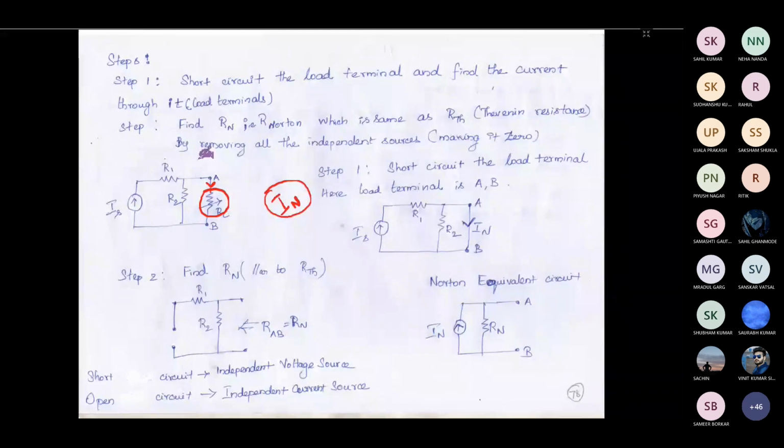This is the actual circuit. So you can see this circuit, second circuit. Here you can see this AB is the load terminal. This is RL, RL means the load. So here I am going to short circuit it. Once I short circuit it, I have to find the current flowing through this path. So how can I find it? You can use mesh analysis or nodal analysis or KVL, KCL, whatever you are comfortable, in order to find the current through this path.